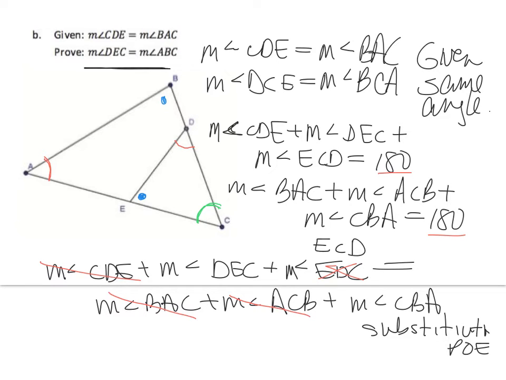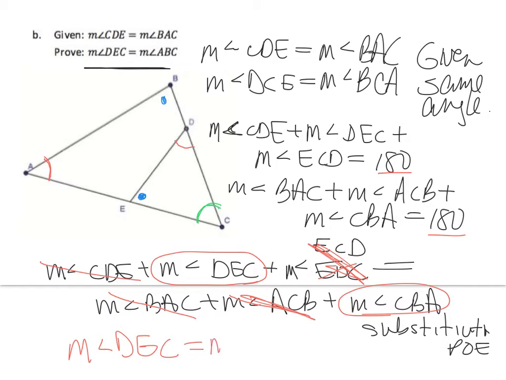Okay. DCE is equal to BCA. BCA, which is right there. So I'm left with these two. The measure of angle DEC is equal to the measure of angle CBA because of the subtraction property of equality. And in essence, that just means that I don't think I needed this one at all. Cool.